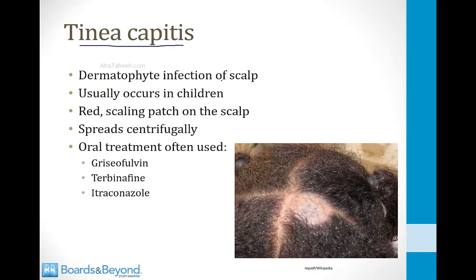Tinea capitis is a dermatophyte infection of the scalp. It usually occurs in children, and it presents as a red scaling patch on the scalp, often with hair missing.